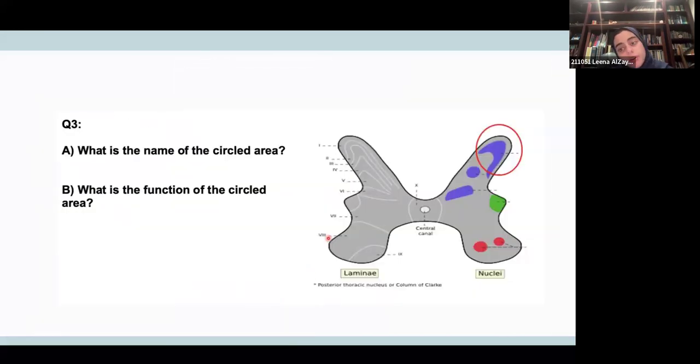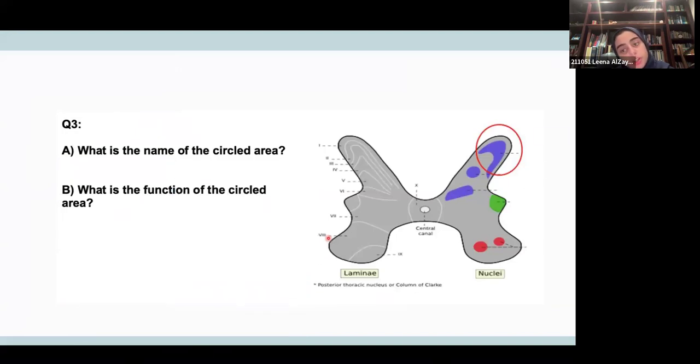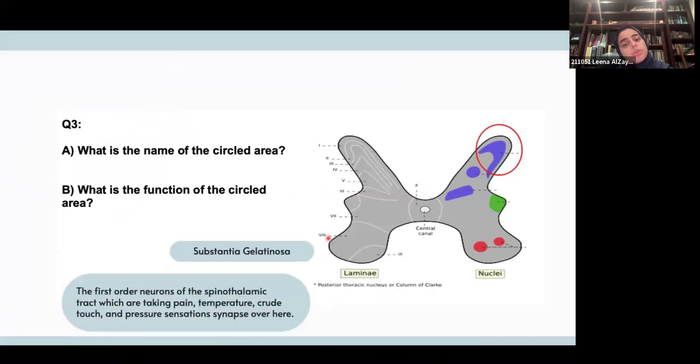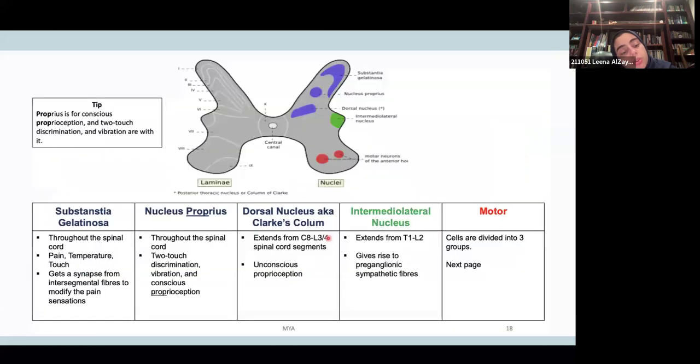And what is the circled area? The circled area here is the substantia gelatinosa. And what is its function? It's associated with the dorsal column, I think, so pain, pressure, and two-point discrimination. Sorry, it's not associated with that, it's associated with the spinothalamic tract, which is pain, temperature, crude touch, and pressure sensation. So as we said here, substantia gelatinosa is for pain, temperature and touch, while nucleus proprius is for the dorsal column stuff. Dorsal nucleus is for the spinocerebellar tract.